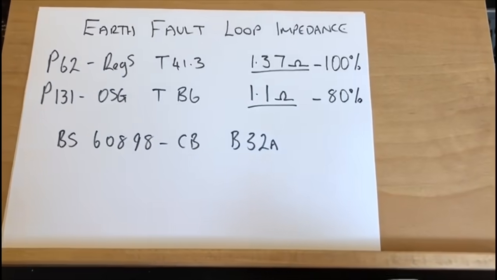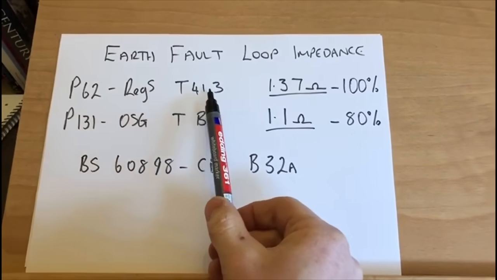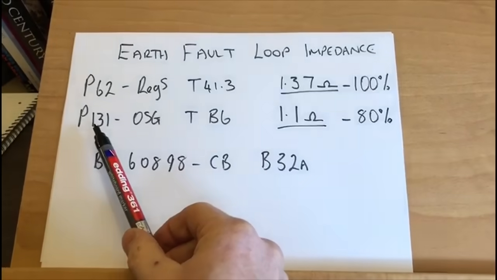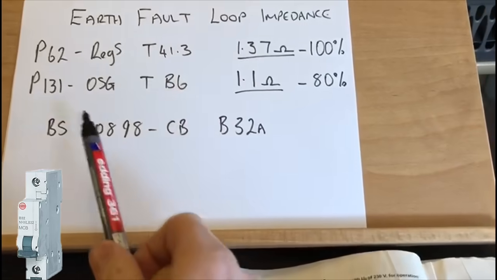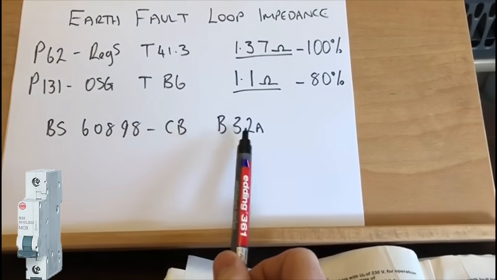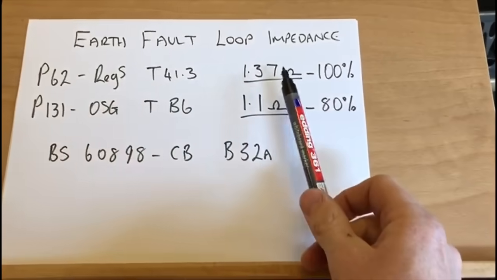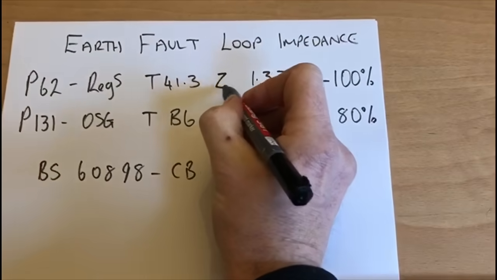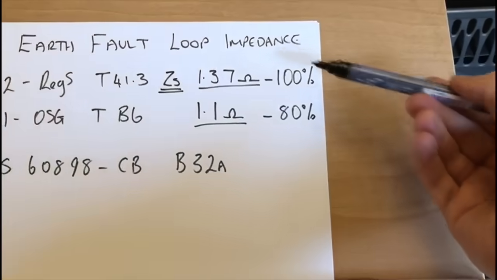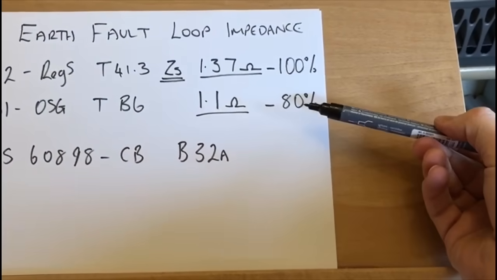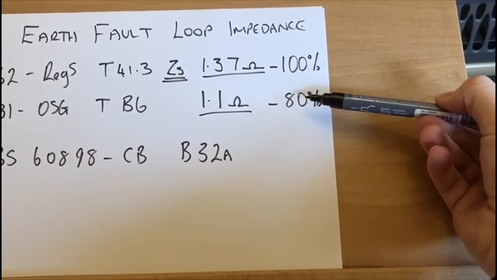So again, just to go over that, earth fault loop impedance, page 62 of the regs, table 41.3, page 131 of the on-site guide, table B6, and we're going to be concentrating on a BS 60898 circuit breaker. It's a B type rated at 32 amps. The earth fault loop impedance, or what we call ZS, is 1.37 ohms in the regs, or 1.1 ohms in the on-site guide. And the regs is at 100%, and the on-site guide is at 80%.